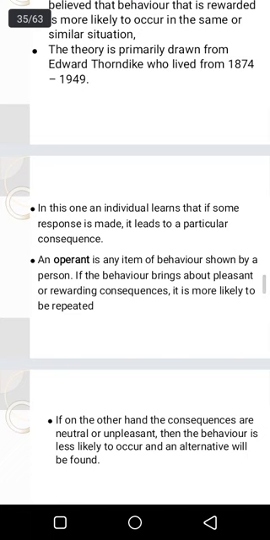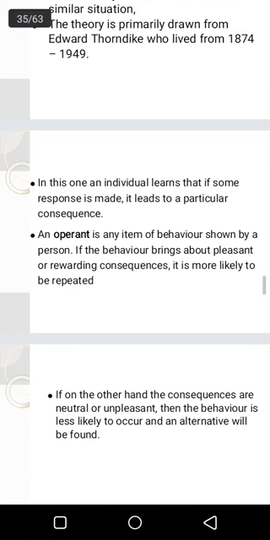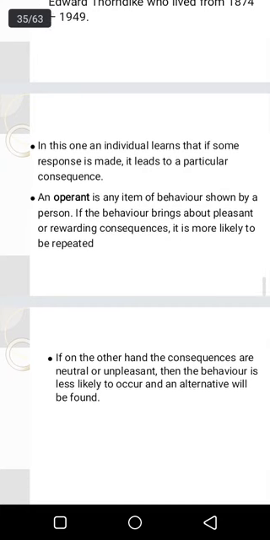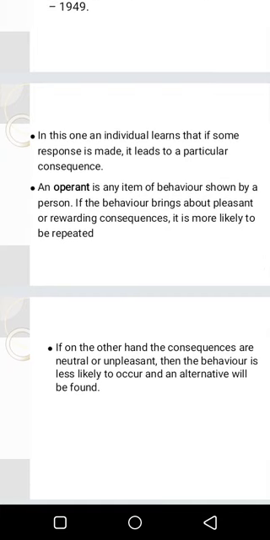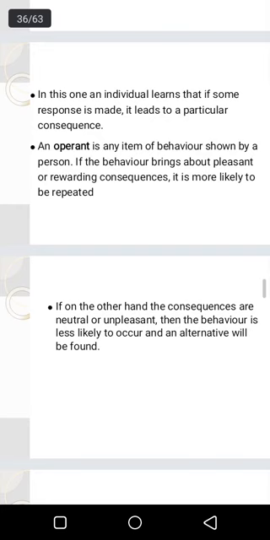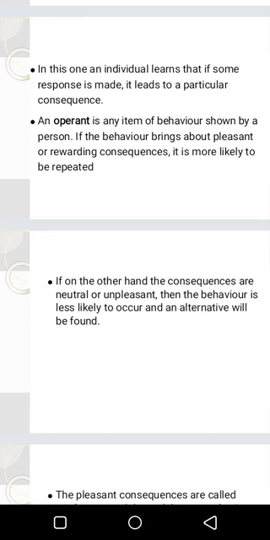In this one, an individual learns that if some response is made, it leads to a particular consequence. An operant is an item of behavior shown by a person. If behavior brings about pleasant or rewarding consequences, it is more likely to be repeated. Are we together? So here, hear me keenly. They are saying if a behavior brings about pleasant or rewarding consequences, it is more likely to be repeated.